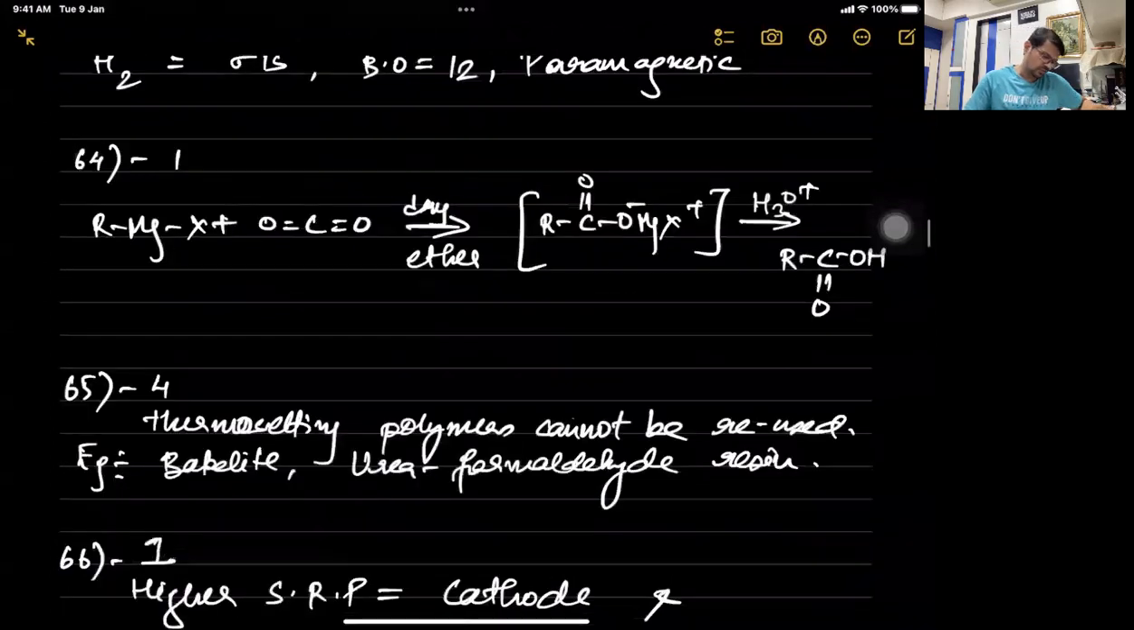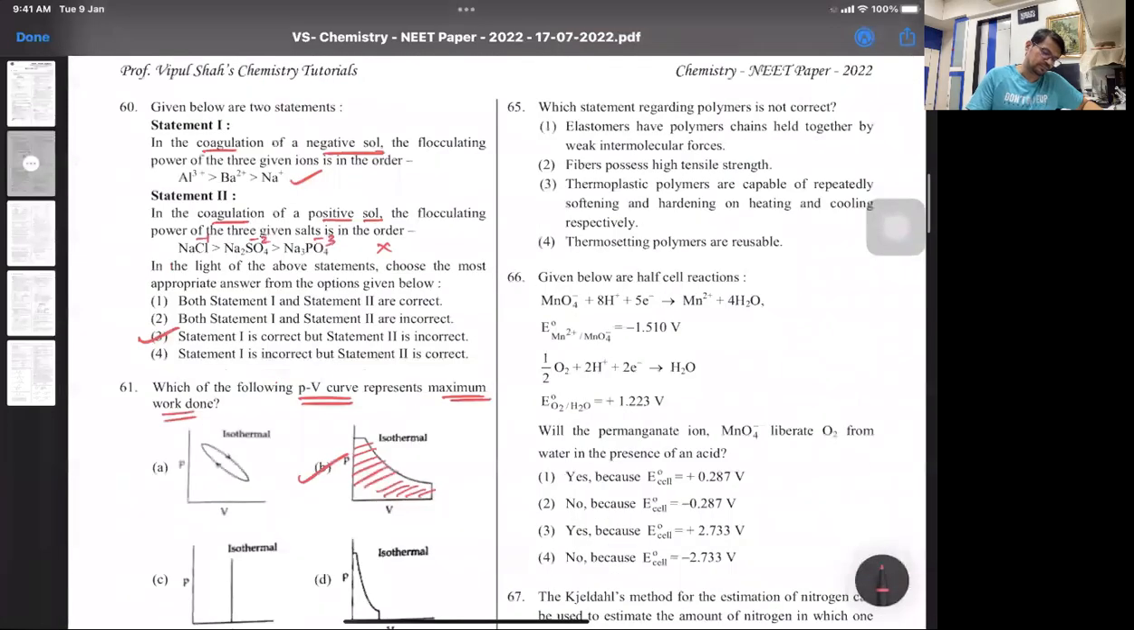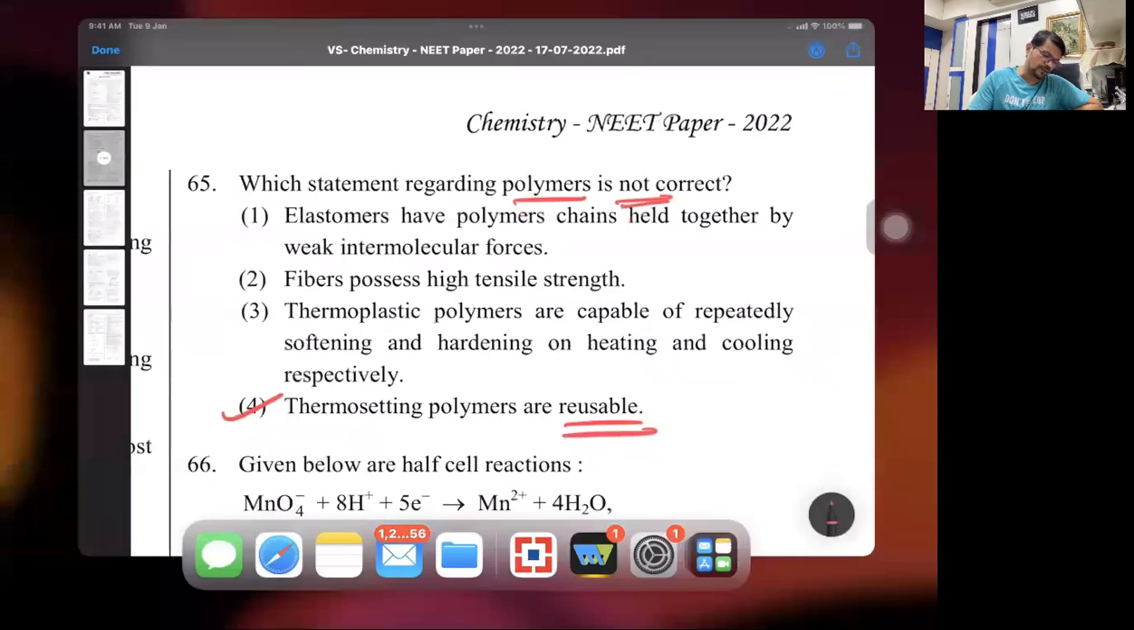Next one. 65th one. Regarding polymers, which is not correct. Now, not correct is basically, it says thermosetting polymers are reusable. They cannot be reused. Like bakelite, the phenol formaldehyde resins, they cannot be reused. So they are saying it's reusable is a wrong statement. So 65 is the fourth one.